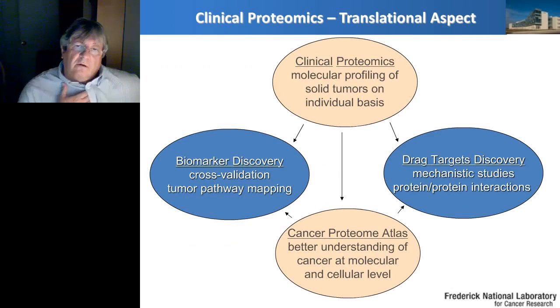So what is the translational aspect of our research? The clinical proteomics, the way we see it, which is really molecular profiling of solid tumors on an individual basis, using tumors and blood together, can help in two ways. It has two ramifications, basically three ramifications. It can help biomarker discovery, a panel biomarker discovery as shown in our principle experiment. It can also help in doing mechanistic studies and also form a cancer proteome atlas.